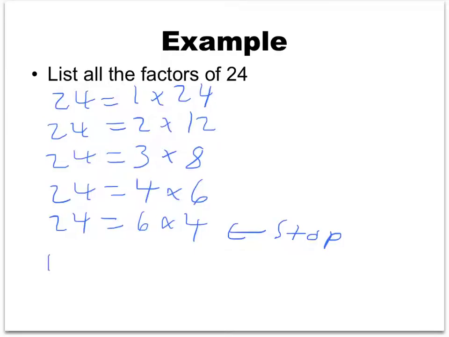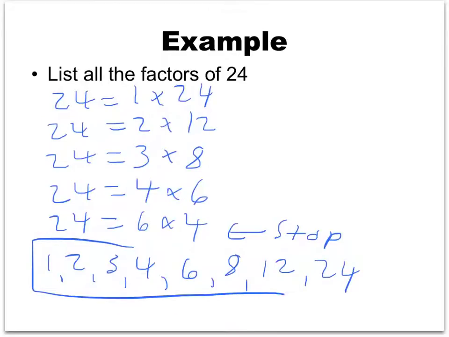So all my factors are 1, 2, 3, 4, and then 6. So 4, 6, and now we'll start going up this right hand side. So we got 6, and then 8, and then 12, and then 24. So there we go. There's all my factors of 24. I found them in a quick and efficient way. That's all there is.